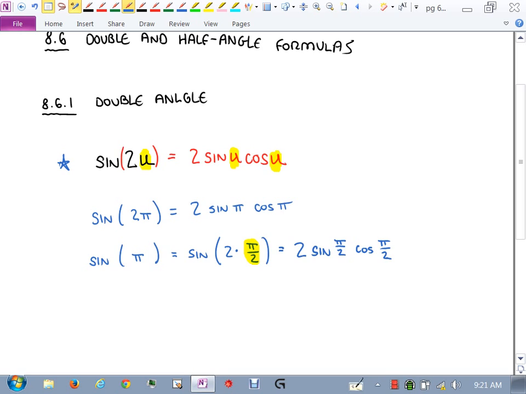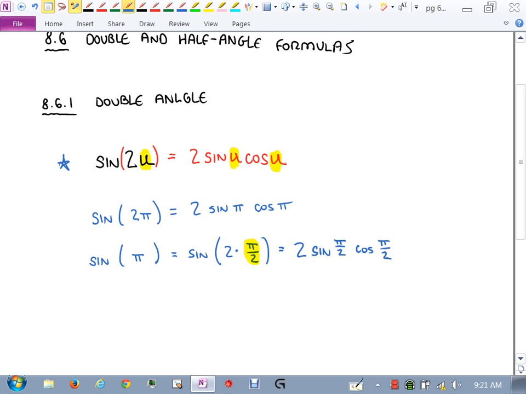I mean, very rarely would you ever need to break down sine of 2 pi because you know what sine of 2 pi is and you know what sine of pi is. But I'm just showing you how it doesn't matter what's in here. If you can rewrite it as 2 times something, then that's what your identity gives you. It gives you a way of turning that double angle into a single angle, if that makes sense.